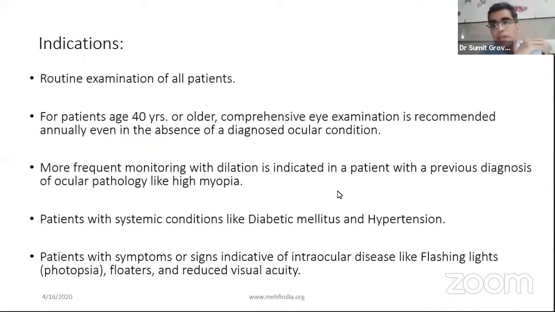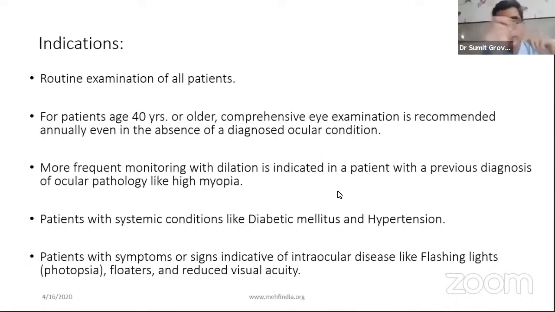And why high myopia? Because we all know in high myopes there can be some treatable lesions like lattices, holes, or maybe some breaks which are silent. By dilating, we can see the periphery of the retina, and we can timely intervene and do the laser barrage, etc. Then patients with systemic conditions like diabetes mellitus and hypertension, we should always dilate them.